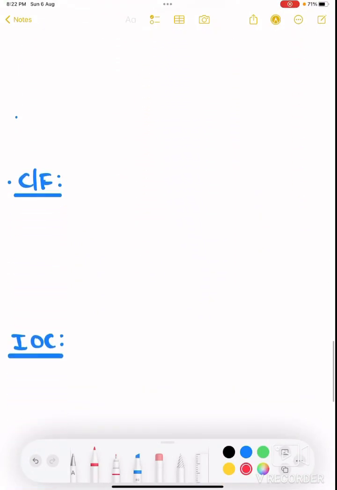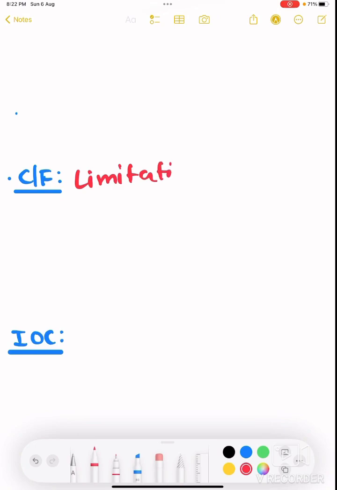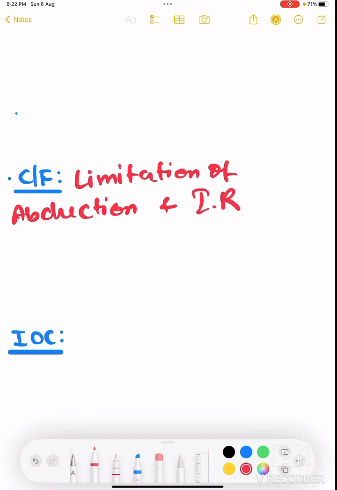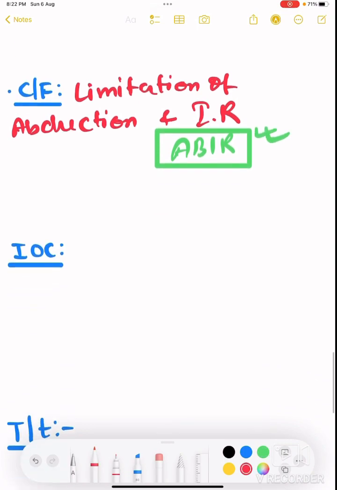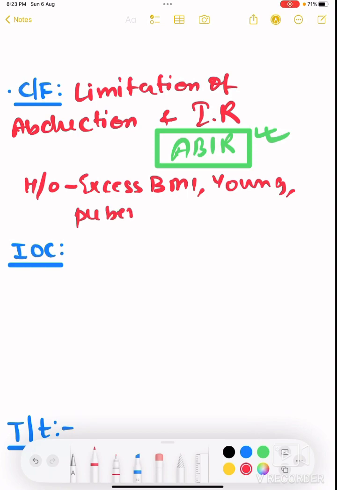What are the clinical features? The clinical feature is again the same as that of Perthes: limitation of abduction and internal rotation, which means again ABIR, right? Very easy. Then there will be a history of excess BMI, in a young child of puberty age group, right?